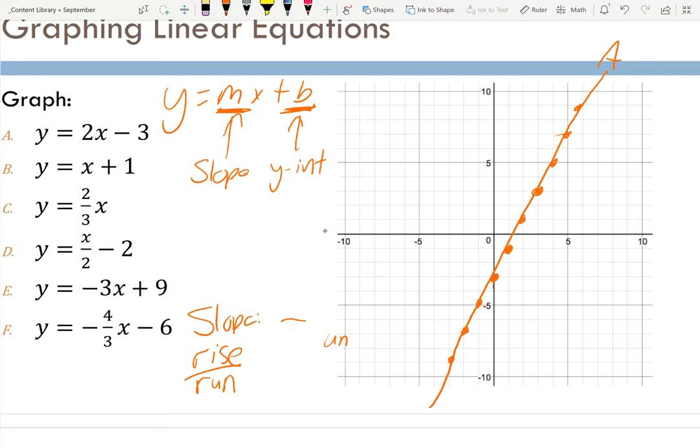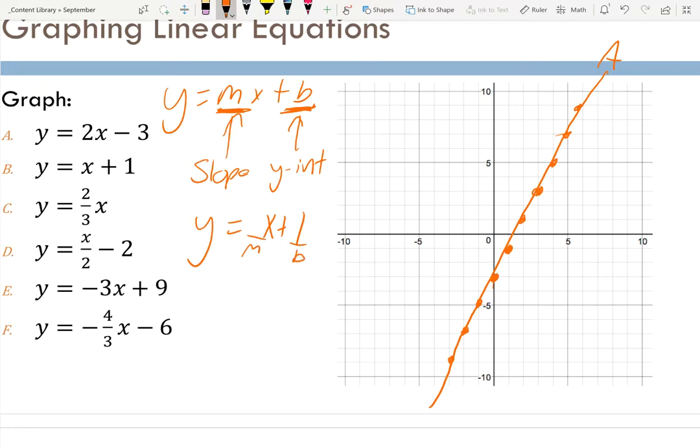So now we're going to look at another one. We can look at B. B, we have y equals x plus 1. So this is in mx plus b form, but the m is invisible. It's just 1x. But that doesn't mean the slope doesn't exist. Doesn't mean that the slope is 0. It's 1x. So therefore, the slope is 1.